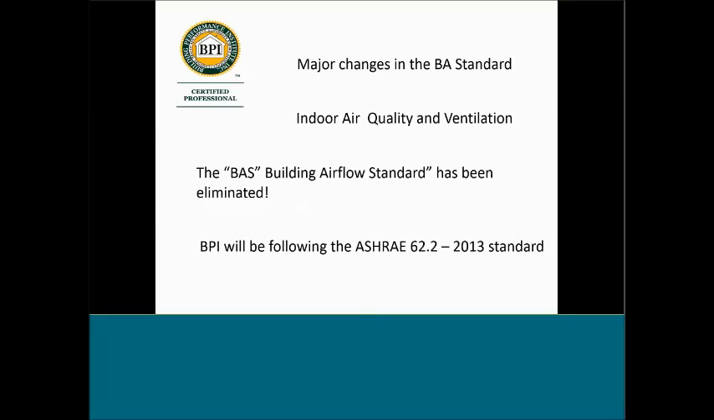Ventilation, the BAS, or commonly known as the Building Airflow Standard, has been eliminated. You no longer have to do the calculations for building tightness limits and as far as the BAS airflow goes. But you will have to use the ASHRAE 62.2 2013 standard to come up with building airflow or indoor air quality and ventilation requirements.